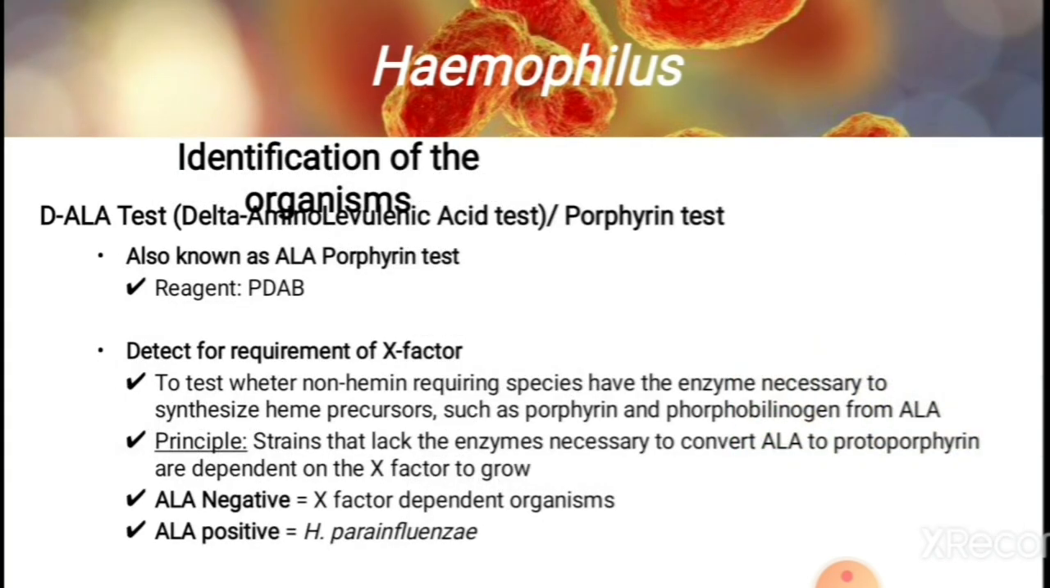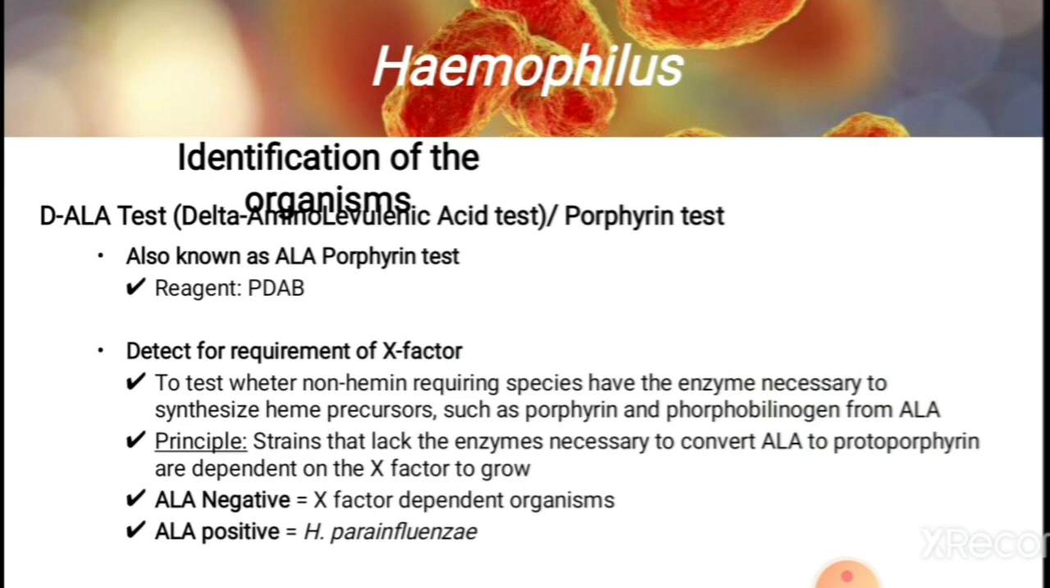We also have the next test aside from the X and V factor requirement. So we also have the D-ALA test, or the delta aminolevulinic acid test, otherwise known as your porphyrin test, or also known as your ALA porphyrin test. The reagent is PDAB, or paradimethylaminobenzaldehyde, and the D-ALA test determines the X factor requirement.